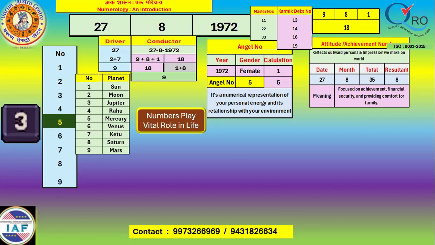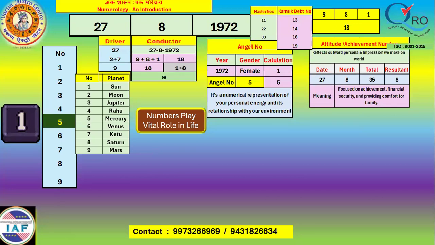1972 is giving 10 and subsequently 1. And this 1 is added to 4, it gives 5. So 5 number it is giving, which is a balanced number. This appears good. So it is a numerical representation of our personal energy and its relationship with our environment and achievement.